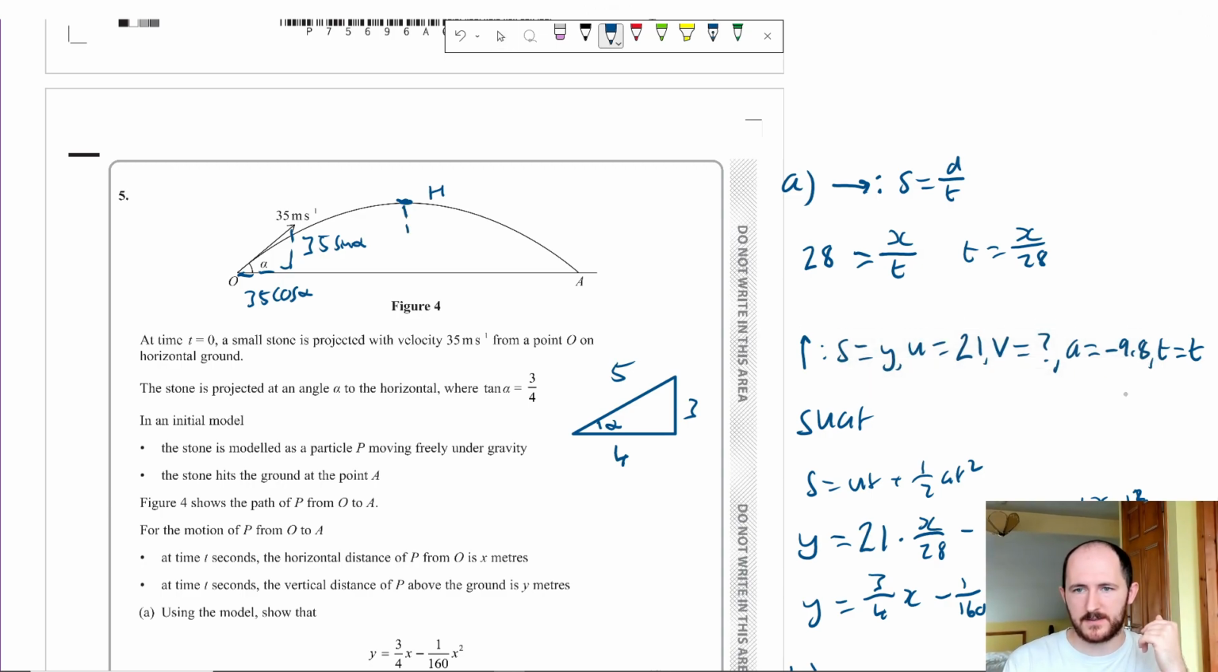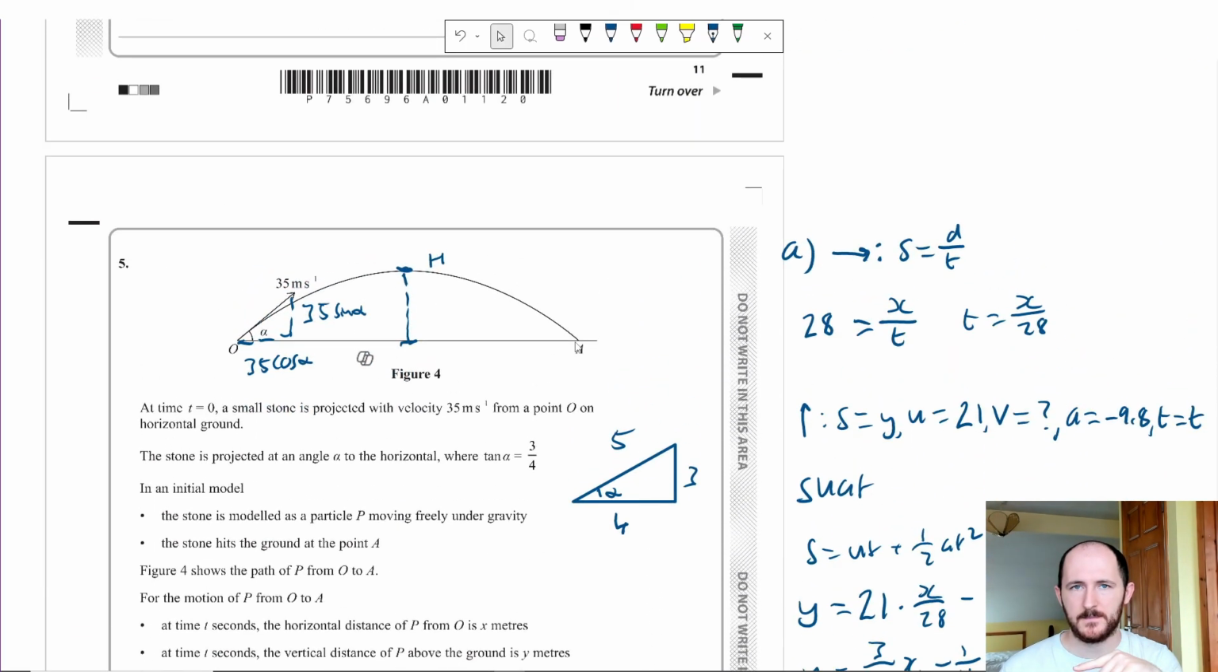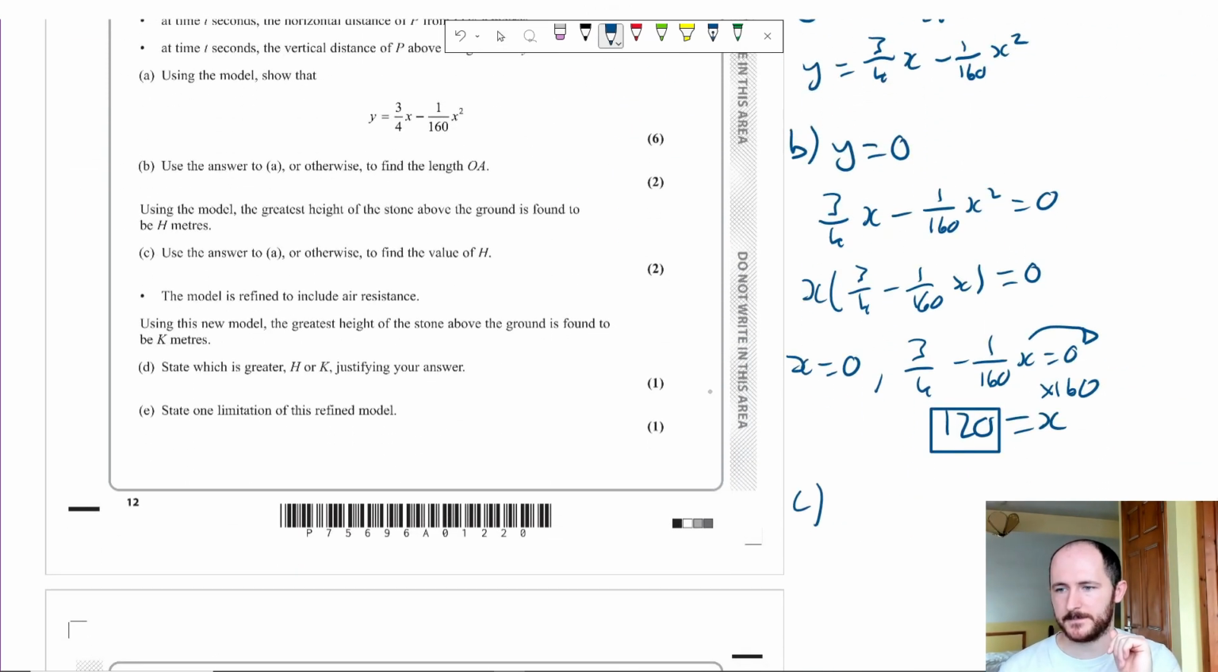The other way to do it, which is fairly clever, is we have a quadratic equation. This is a quadratic. So when y is equal to h, that's just in between 0 and 120. It's halfway in between, because remember, quadratics are symmetrical. So the maximum or minimum of a quadratic is always halfway between the two roots of the equation. So if I just make x equal to 60, sub that in, I get y. 3/4 times 60 minus 1 over 160.